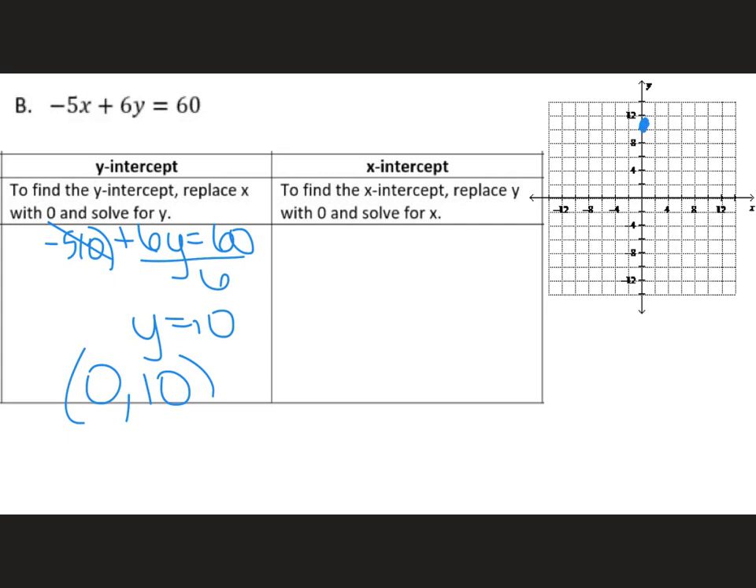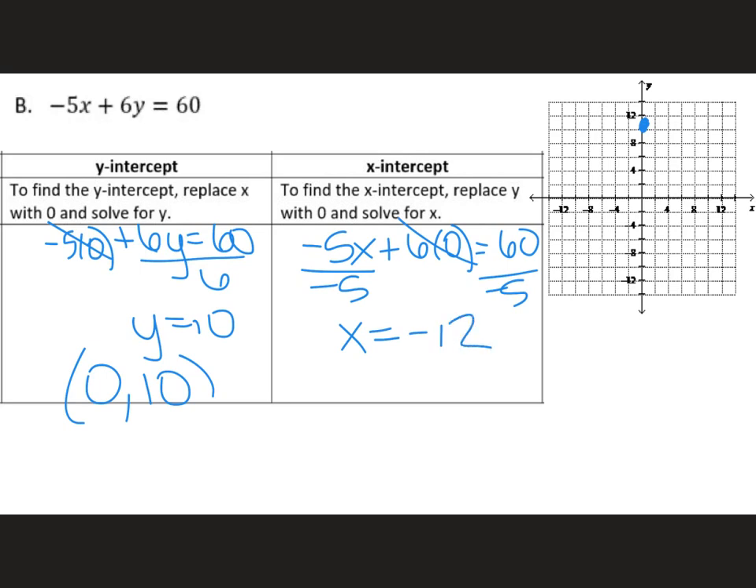So y-intercepts are on the y-axis, x are on the x-axis, and so for your x-intercept, you would be replacing y with 0. That's going to make this term go to 0, and you don't really need to worry about it. And then if you divide by negative 5, you should get x to be negative 12. That would put the ordered pair at (-12, 0), which would be here on the x-axis. And then based on those two points, you could draw the line of the graph.